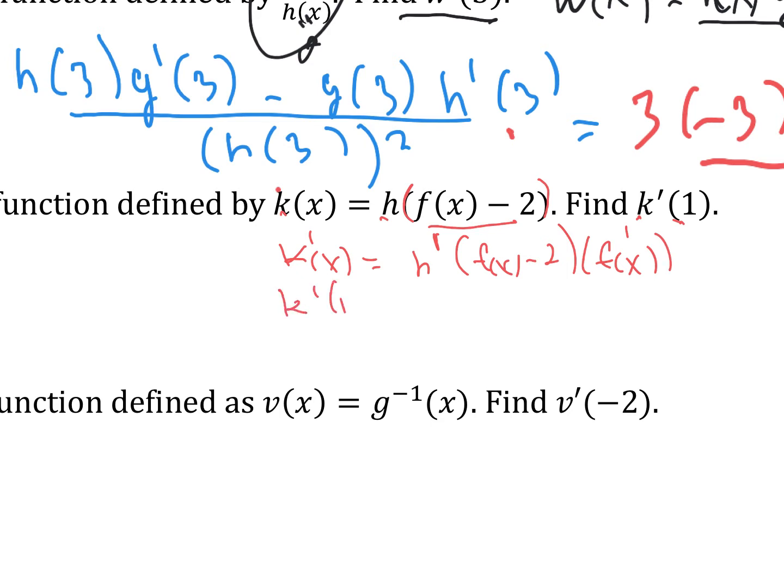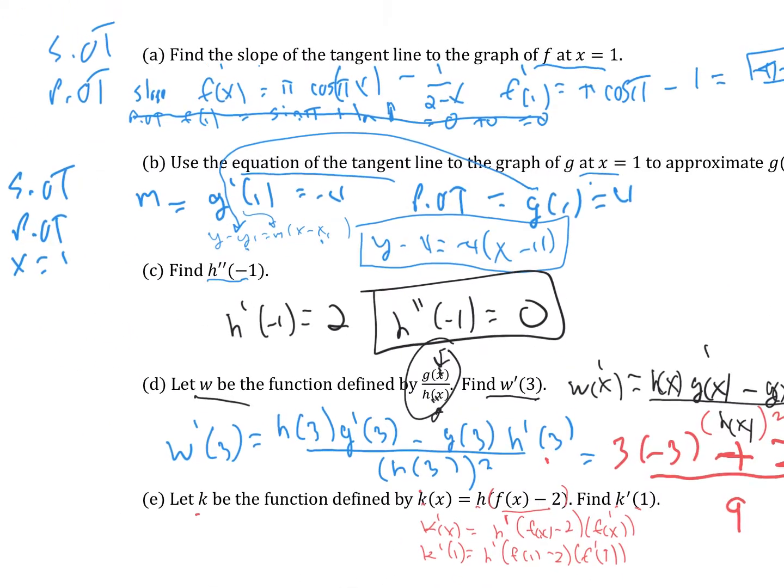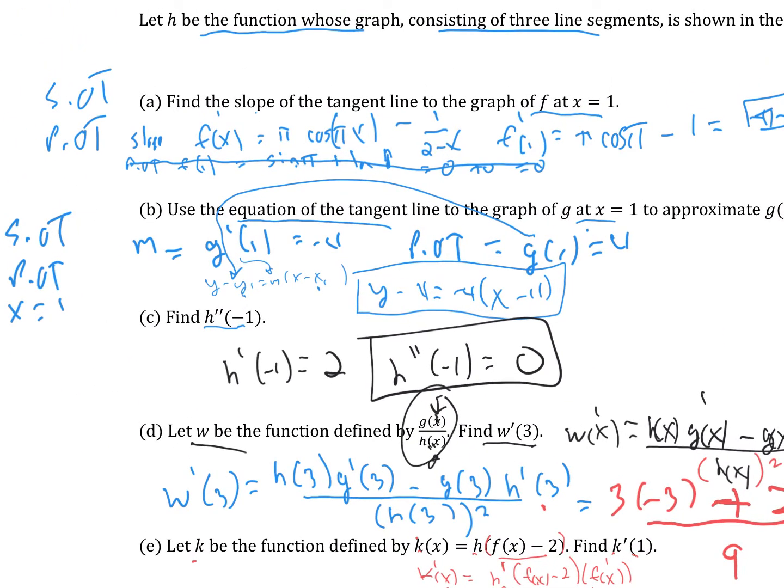k prime of 1 will be h prime of, now inside is f of 1 minus 2, times f prime at 1. I sort of have some good news because I dealt with f of 1 and f prime of 1 in letter A. Yeah, we did it up here. We have both of them up there, because I talked about the slope of the tangent line and the point of tangency. So I have them both worked out.